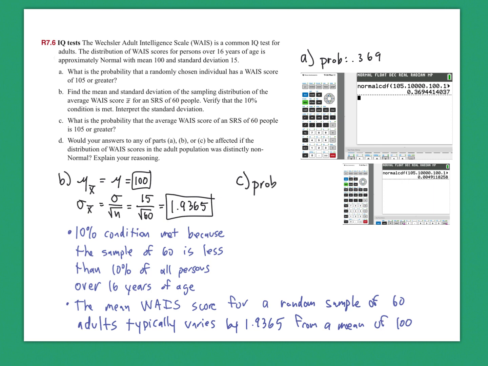Okay, so probability 0.005. Okay, part D.